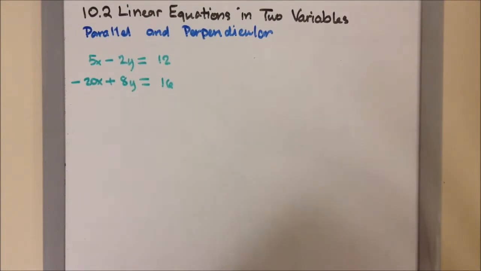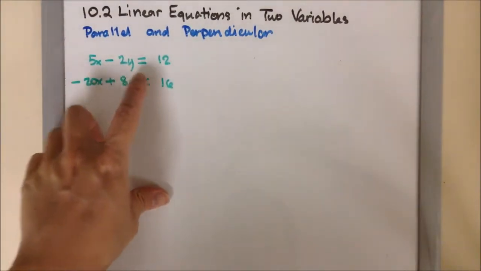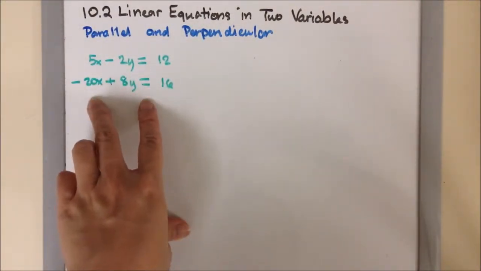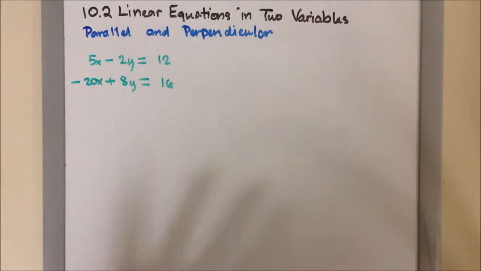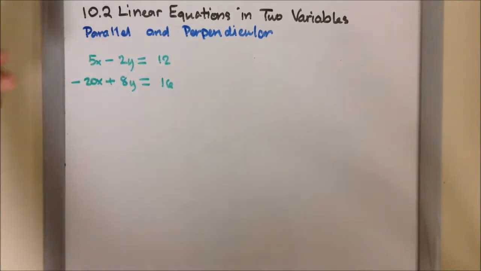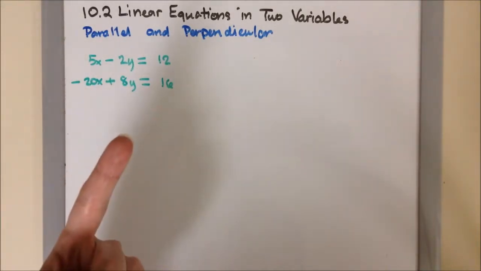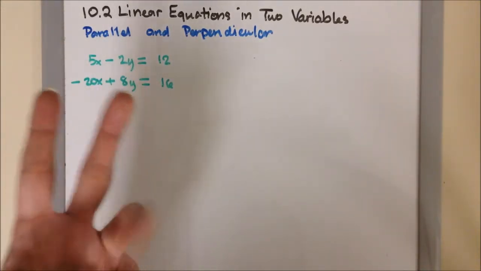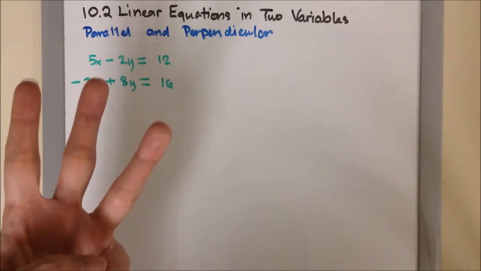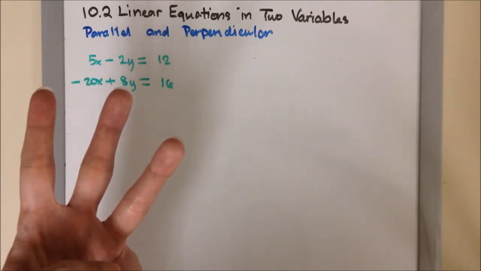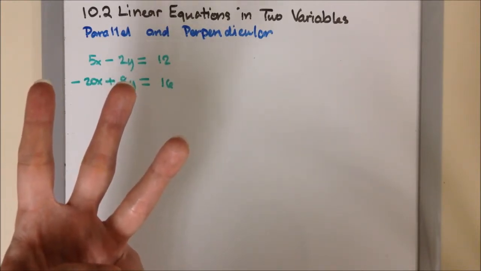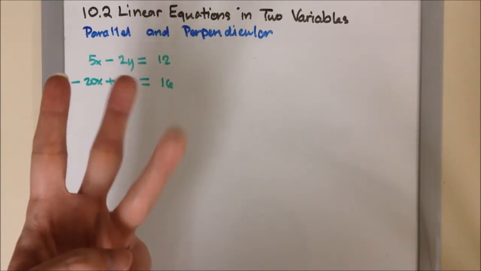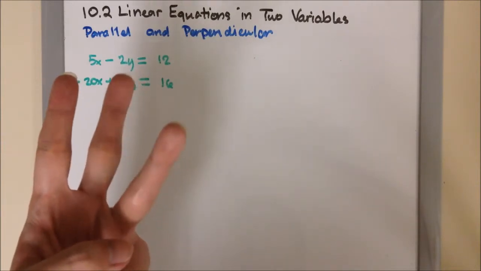So in our first example, we have 5x minus 2y equals 12, and the second equation is negative 20x plus 8y equals 16. Here we're going to determine if these two equations are parallel to each other, perpendicular to each other, or neither. In the event that the slopes are not exactly the same, or the slopes are not opposite reciprocals of each other, then they are neither parallel nor perpendicular.